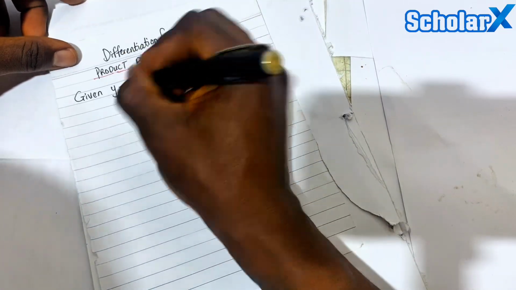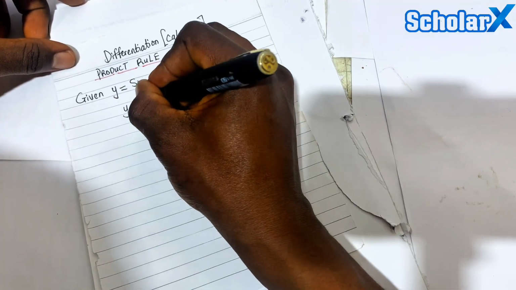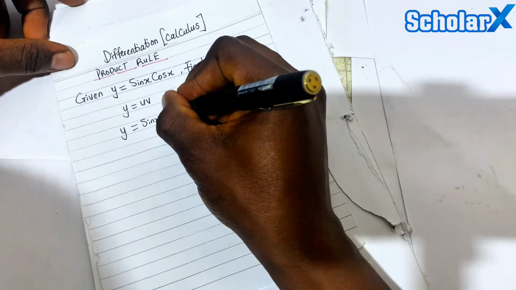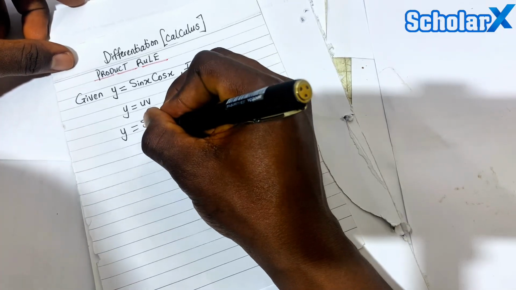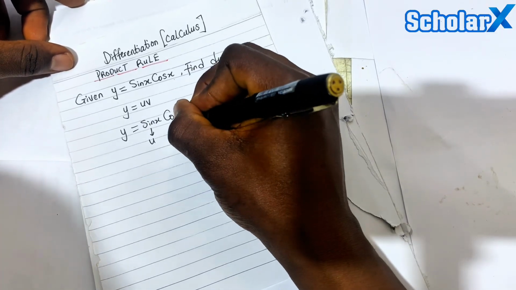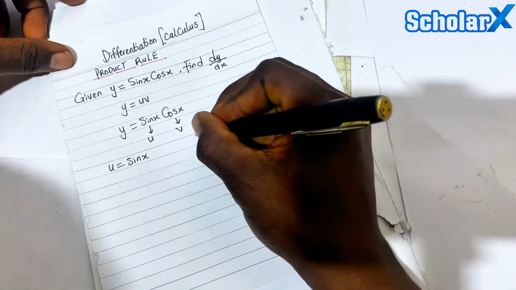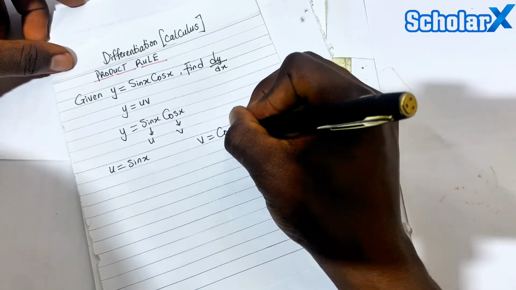Of course, we know this is a product because it's in the form y is equal to uv. So we have y is equal to sin x times cos x. Like I said, this is our u and this is our v. So we have it that u is equal to sin x, and v is equal to cos x.